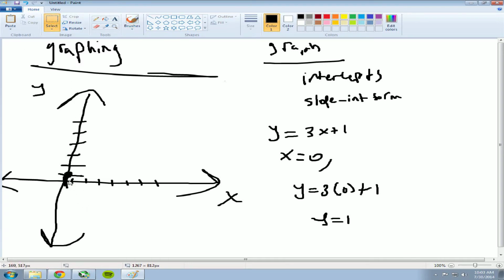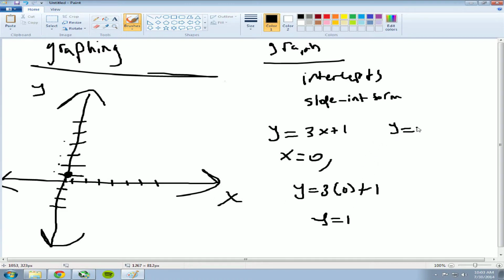Okay, I'm going to try and clean this up because it looks a little messy. Now what about this line right here? Well, just like x, this is y is 1, y is 2, y is 3, y is 4, y is negative 1, y is negative 2, y is negative 3. So this line right here is when y is 0.